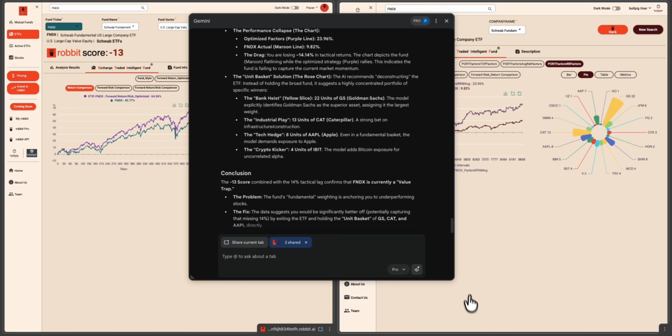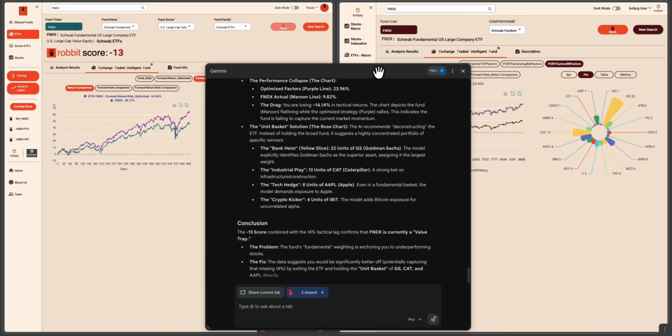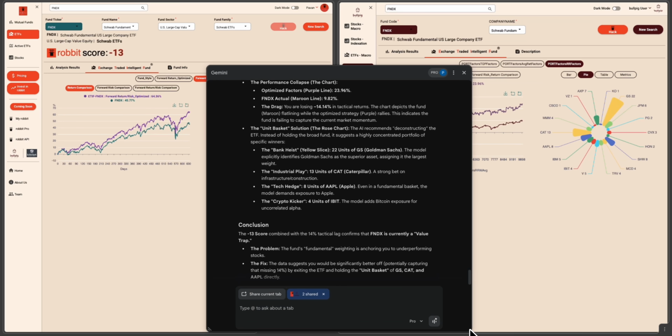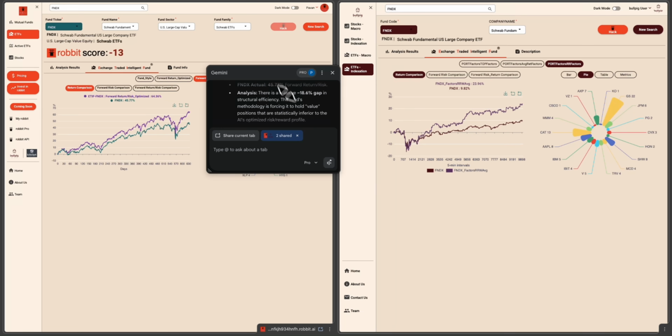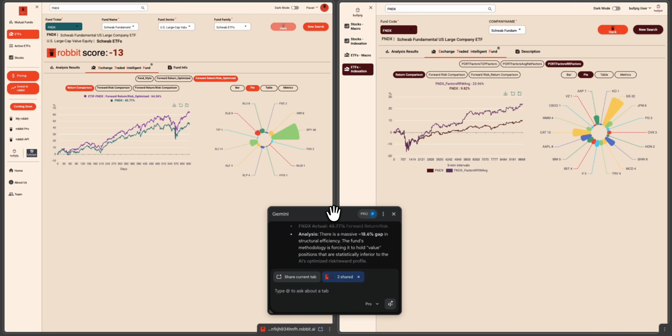Robbit and Bullpig Native Browser AI Analysis, FNDX. Based on the summary data visible in your active Bullpig and Robbit tabs, here is the high-level analysis for FNDX, Schwab Fundamental U.S. Large Company ETF. The Robbit score of -13 is a severe bearish signal.